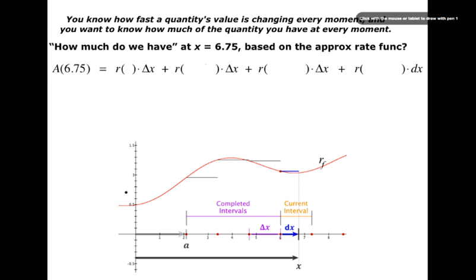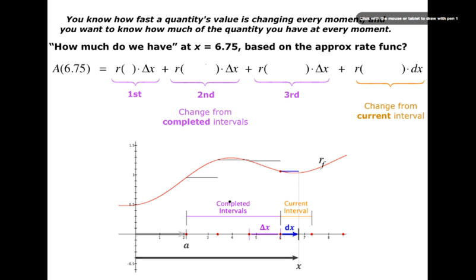So where does that rate come from? That rate comes from what? The actual rate where? R of A. That's it. It comes from the actual rate at the left side of the interval. Oh, right, we talked about this already. We want change from completed intervals plus change from current interval, right?